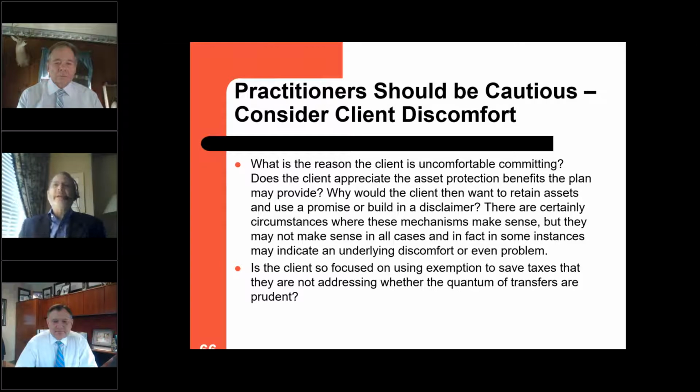So let me go back and revisit this point. I think you need to be careful to understand why a client is hesitant. Jonathan has given you discussions of using a disclaimer to get property back, a Q-tip to be able to unwind the use of exemption. We've talked about how clients will benefit if the planning is done well, if you give them access and they get asset protection, why they should want to do it. But if they don't, be careful.